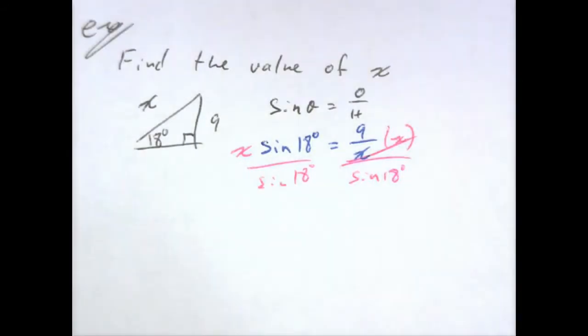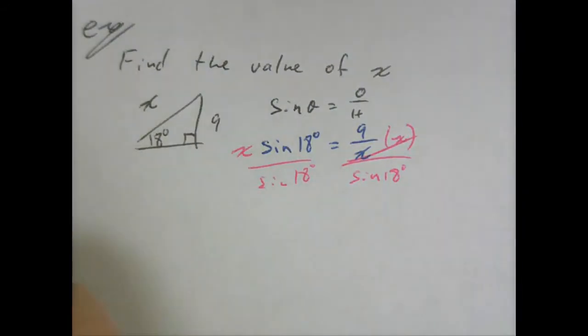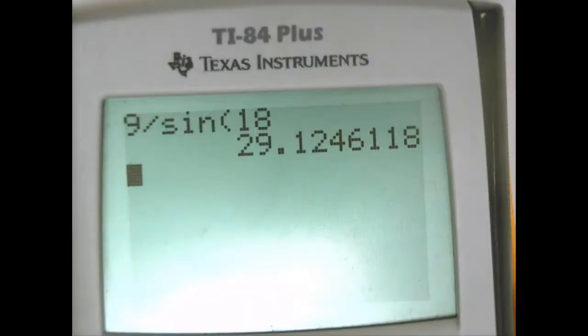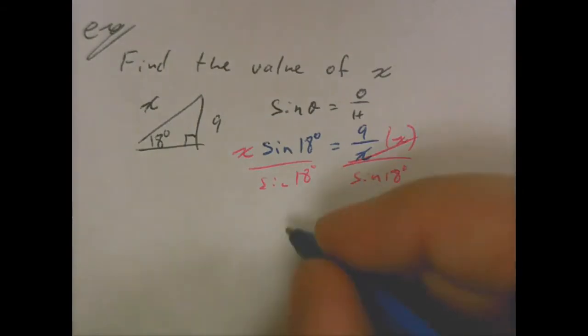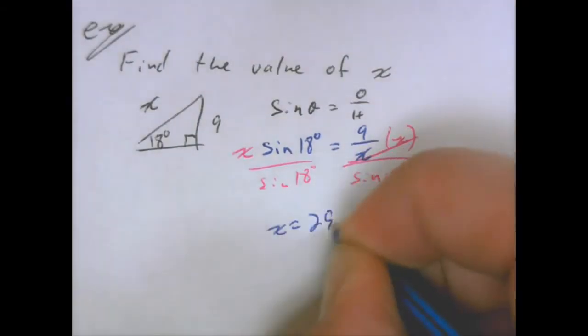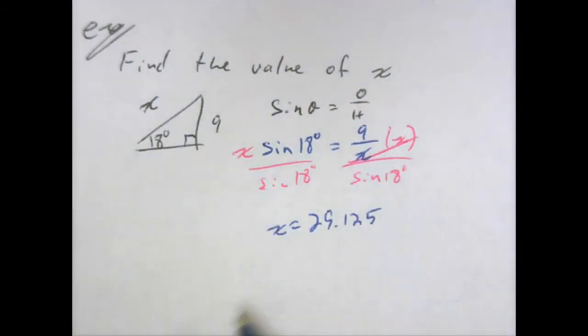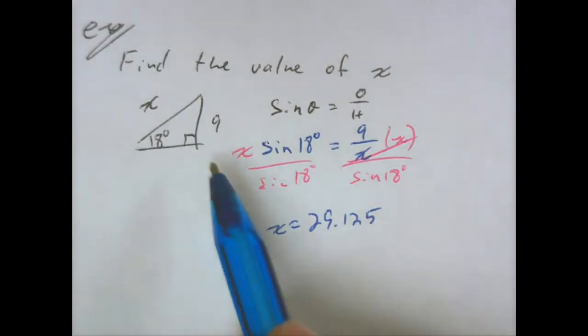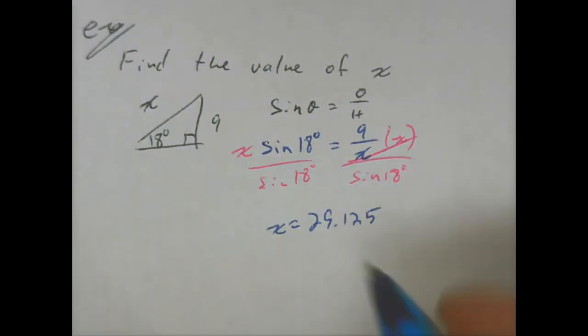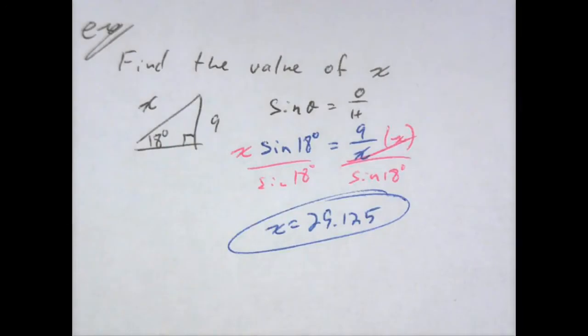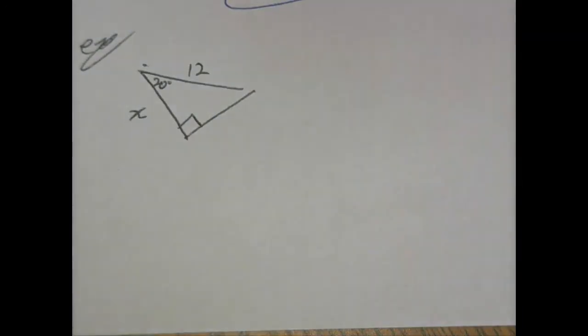And then it's just a matter of punching that in your calculator. So 9 divided by sine 18. So x should be 29.125. So x equals 29.125. It is a side length, and I'm not given any measurements, so I don't have to put anything else. Happy day. All right, this is another one where we want to find the value of x.